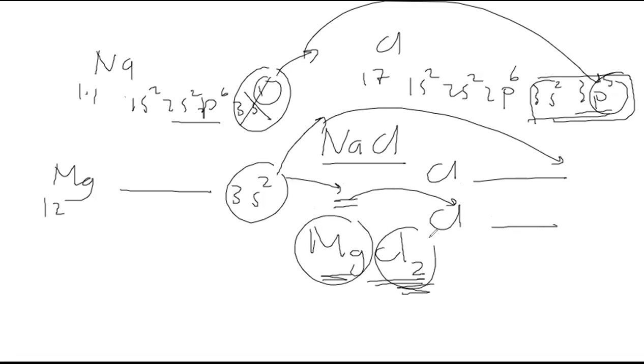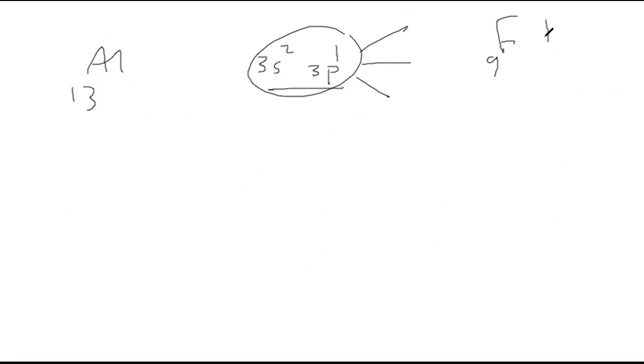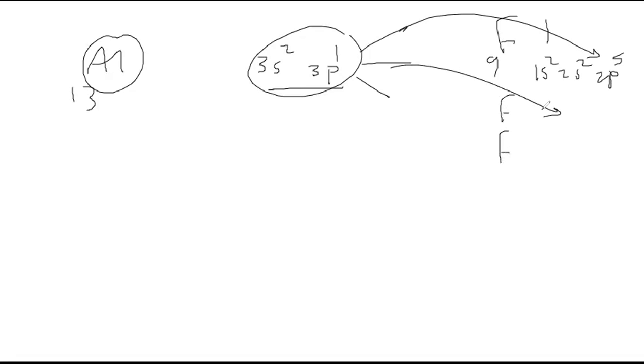I'm going to give you another example. Aluminum, Al 13, has 3s2 and 3p1 in its last energy level, so we have 3 electrons in the outermost energy level. That means aluminum will give 3 electrons during a chemical reaction. If aluminum combines with fluorine, F 9, with configuration 1s2, 2s2, 2p5, fluorine can receive only one electron. So aluminum cannot bond with just one fluorine; it must bond with three fluorines, each receiving one electron. So the compound will be AlF3.